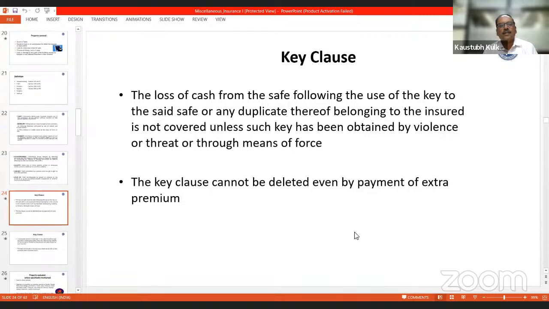The key clause cannot be deleted even by payment of extra premium. So even by payment of extra premium, the key clause will not be deleted.